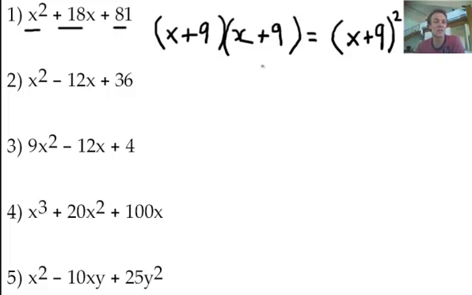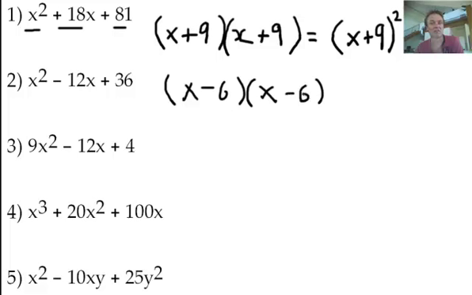Okay, quick look at the next one. Two numbers that make 36 when you multiply and negative 12 when you add. Can you see that's negative 6 and negative 6? Two negatives make a positive 36 at the end, and negative 12 when I add. And again, it just wants x minus 6, all squared, because there's two of them next to each other.